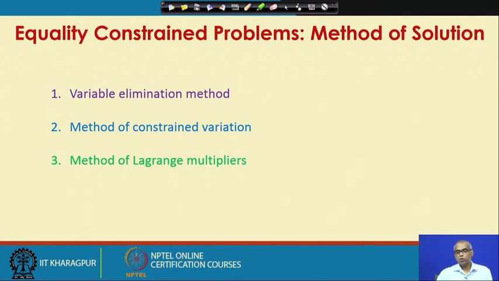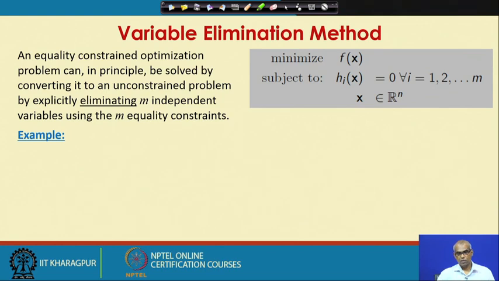So, for equality constraint problems, we will consider three different types of methods of solution: variable elimination method, method of constraint variation, and method of Lagrange multipliers. In this lecture, we will talk about variable elimination method and method of constraint variation. So, let us start with variable elimination method.